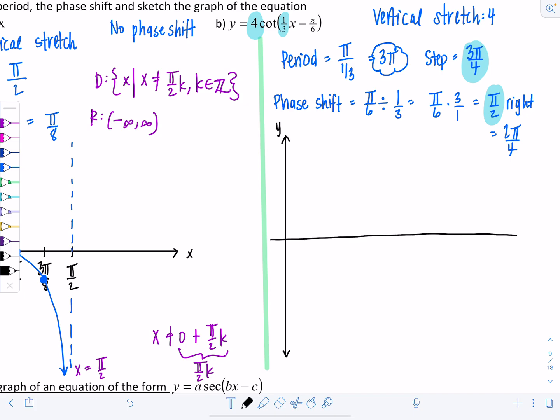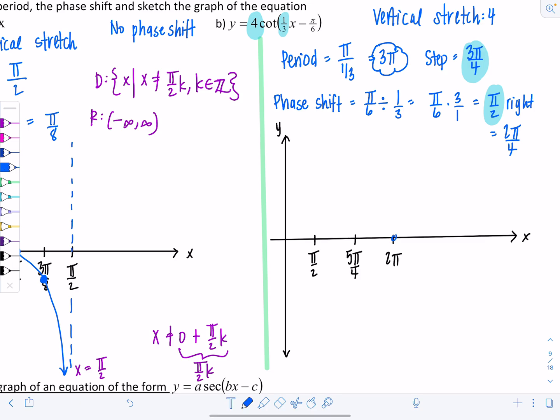Y-axis, x-axis. Okay, so we're starting pi over 2 to the right, which is 2 pi over 4. Okay, so here's pi over 2. Think of it as 2 pi over 4. So if I add 3 pi over 4, now I'm at 5 pi over 4. Add another 3 pi over 4, I'm at 8 pi over 4, better known as 2 pi.